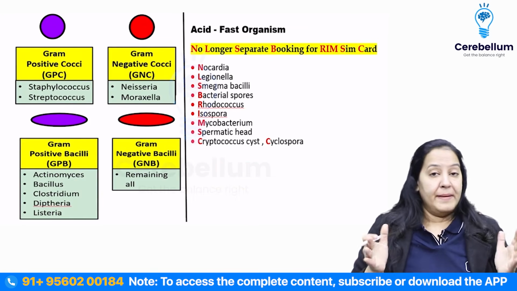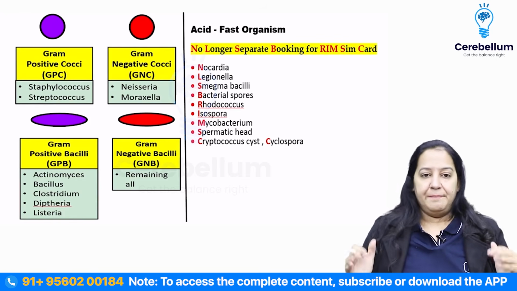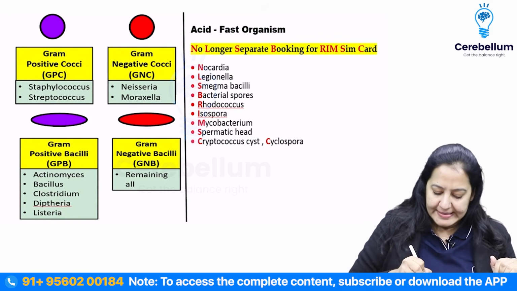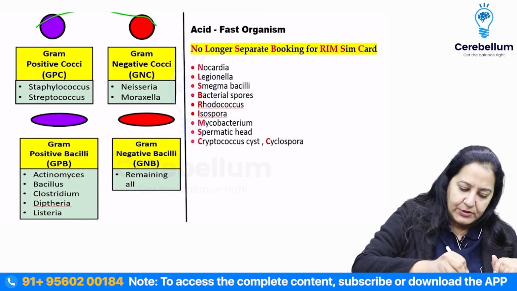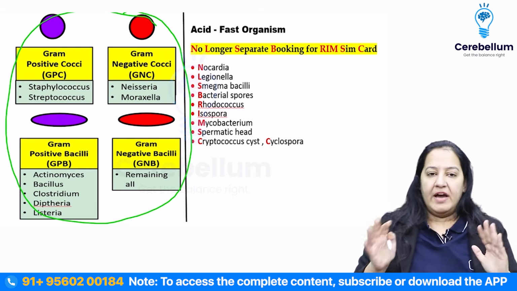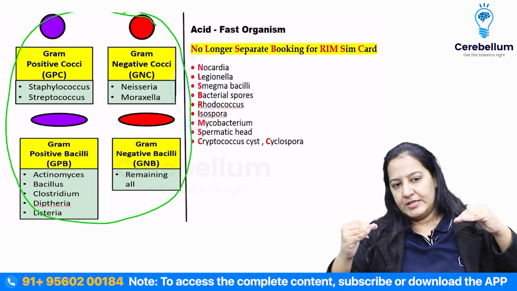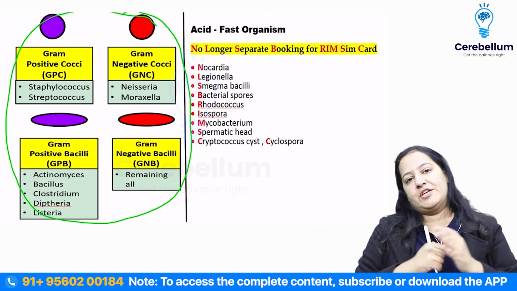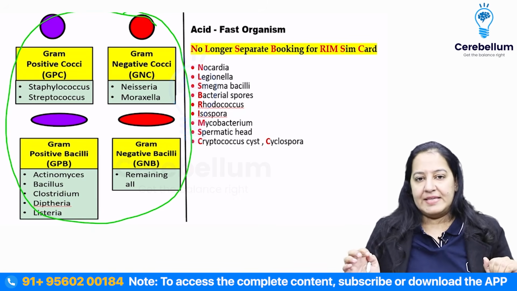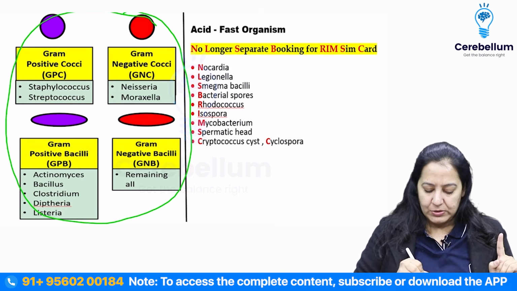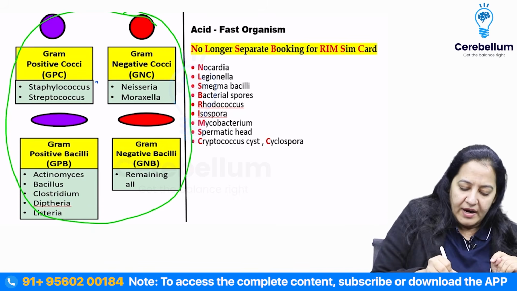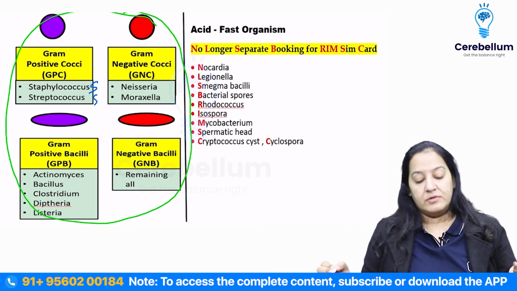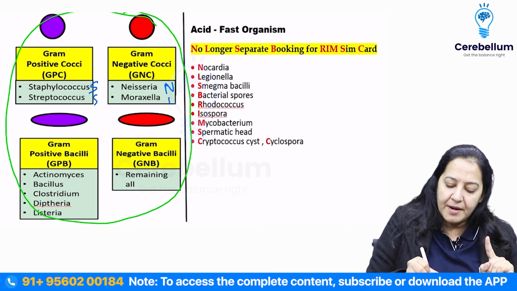That is about that. Based on gram stain and acid-fast stain, based on gram stain, we divide the organisms into 4 categories. You can see the 4 categories here. We have seen gram positive cocci, gram negative cocci, gram positive bacilli, gram negative bacilli. You can see the bacteria inside that. I have provided you mnemonics also here. The gram positive cocci are Staphylococcus and Streptococcus. The gram negative cocci are Neisseria and Moraxella.